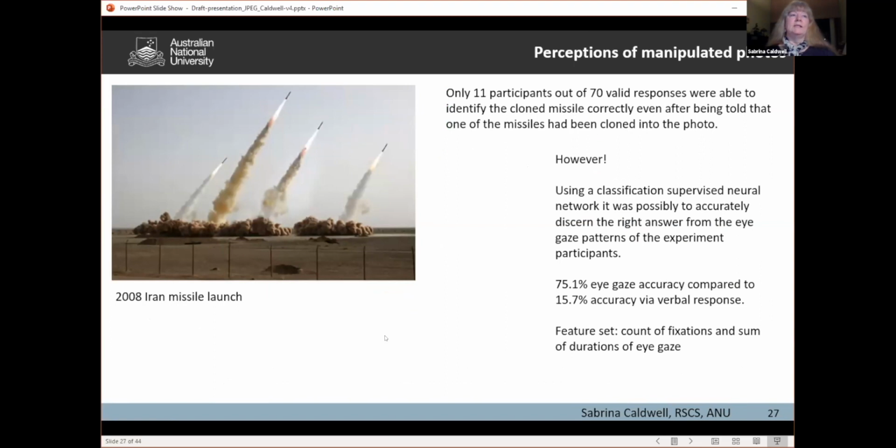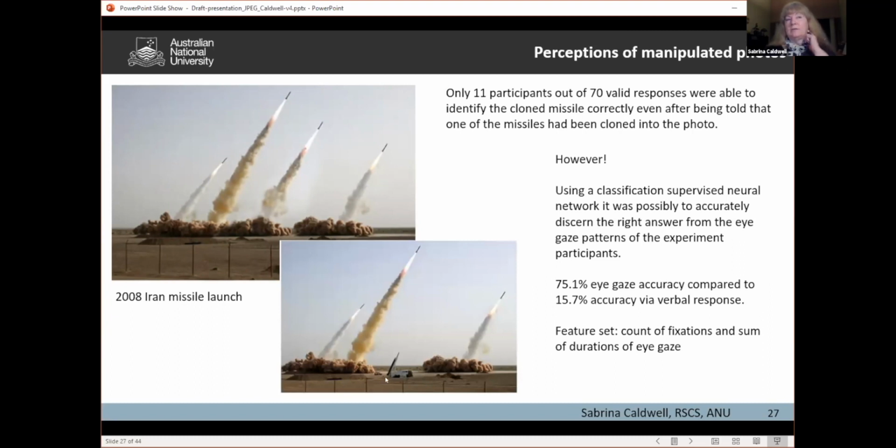Just a couple more things to say before I close. In perceptions of manipulated photographs, one of the things that I did that was really interesting, and actually sparked quite a lot of streams of research within the human-centered computing group, is noticing that while people had a difficult time identifying this photograph known to be faked, in that this missile here did not actually fire. In fact, yes, this is what actually happened. This missile never launched. Only 11 out of the 70 people that did this experiment were able to identify the cloned missile, even after being told that one of them had been cloned.